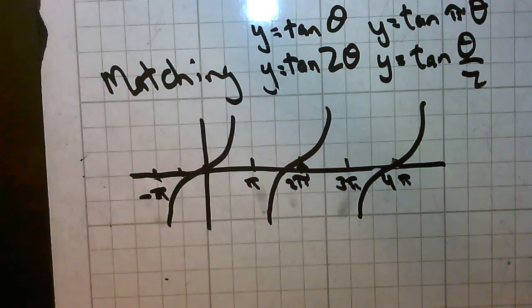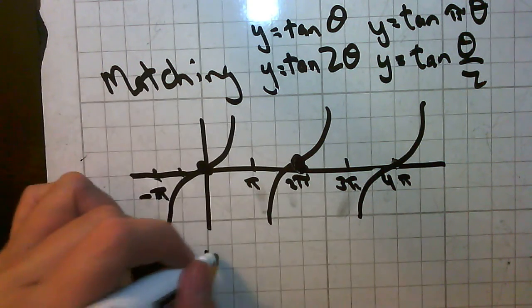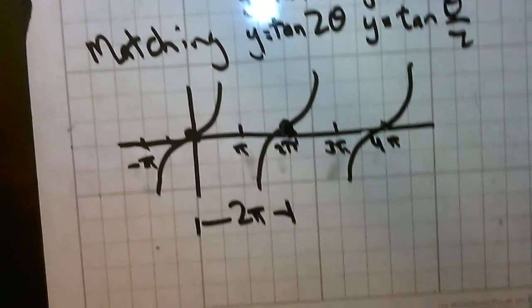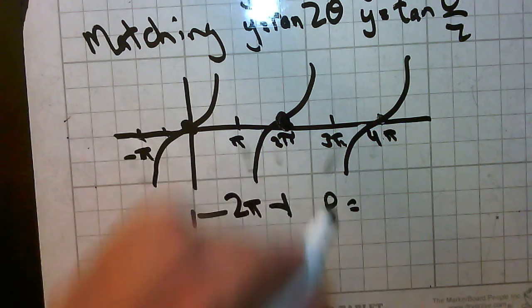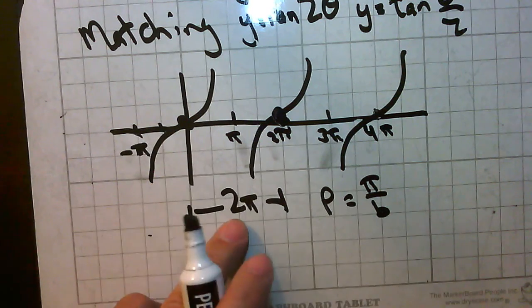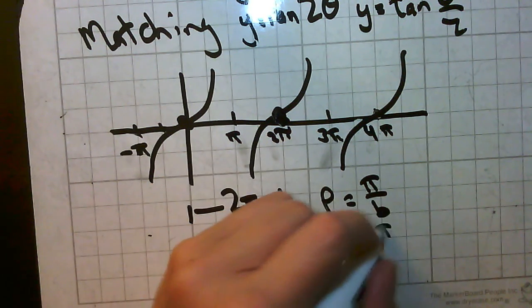Okay, here's how I want you to do this. Just look at one period. So I know here my one period is 2 pi. And remember for tangent, we have p equals pi over b. And our period is 2 pi. So we got 2 pi equals pi over b.